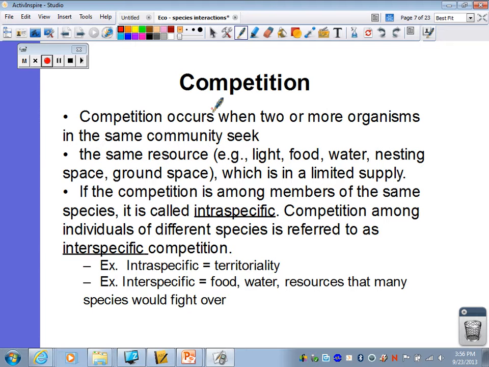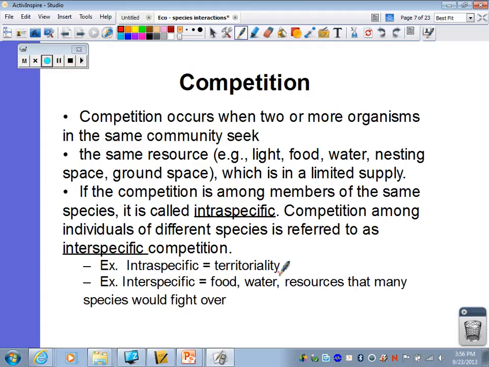Okay, competition. So we kind of already know what competition is. When 2 or more organisms in the same community seek the same resource, such as light, food, water, nesting space, ground space, which is in limited supply. So it could be any part of the environment. There's two different types of competition that you need to know about: intraspecific and interspecific.